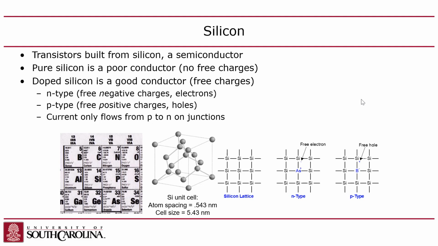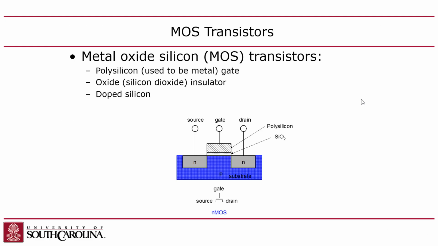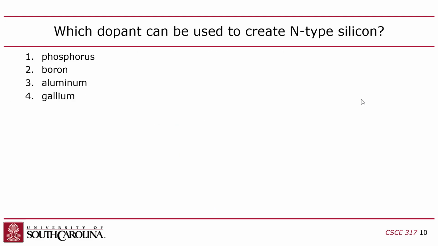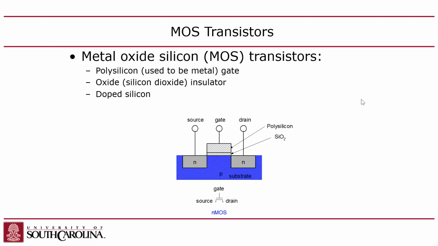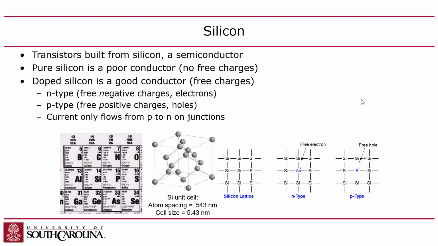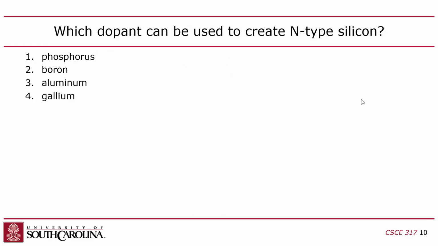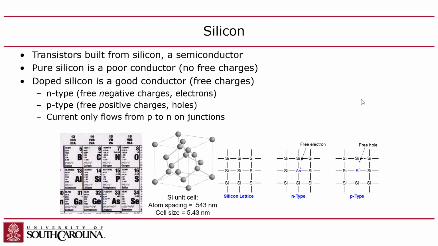Okay, so you have these two types of silicon. I thought I had a picture of a diode. I don't. Okay, sorry. So if you take p-doped silicon and you butt couple it to n-doped silicon, that creates a diode.